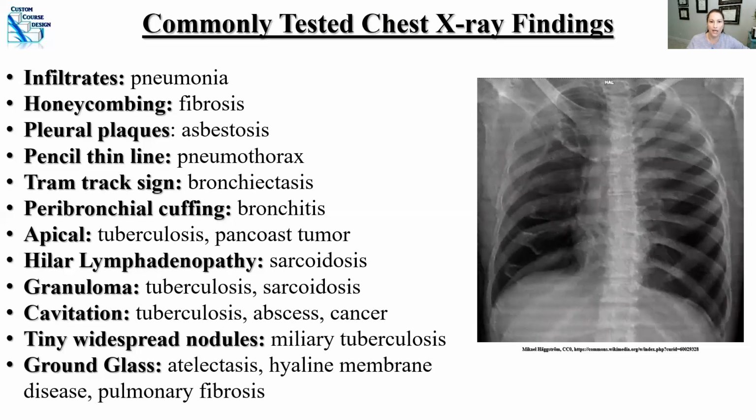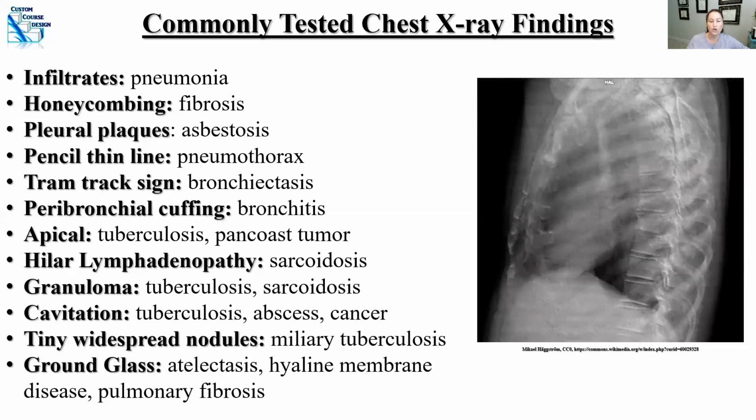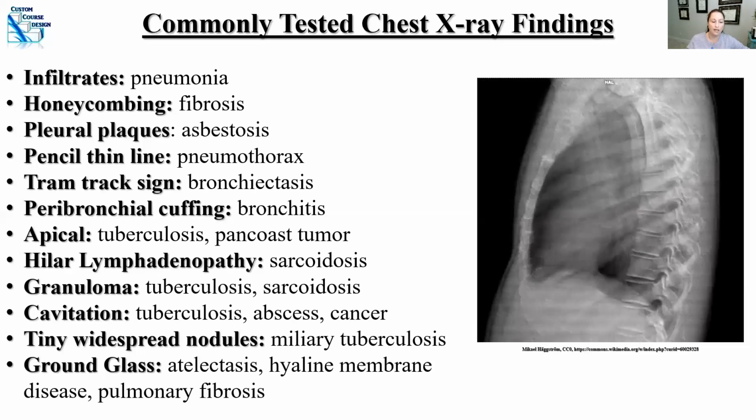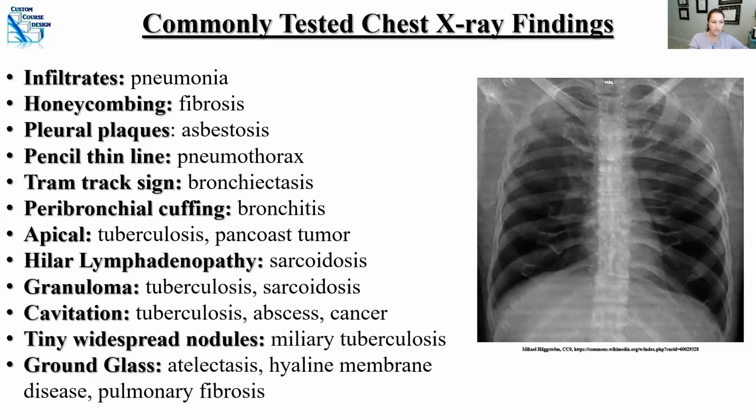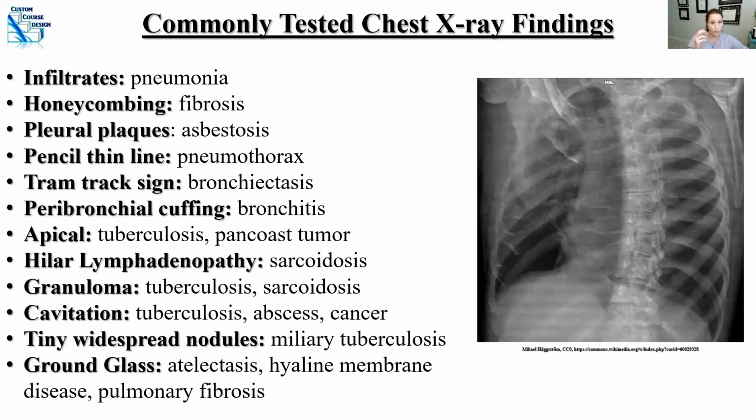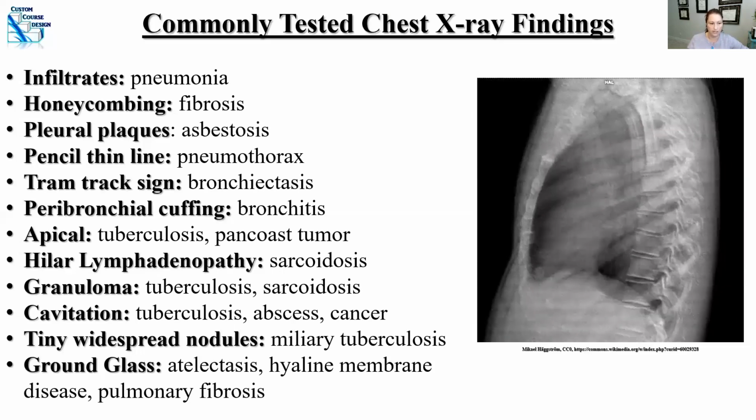And then ground glass or frosted glass appearance would be atelectasis, hyaline membrane disease, or pulmonary fibrosis. And again, we'll go all into details on these, but just remember, if you see those words, that should be keying you into that diagnosis.